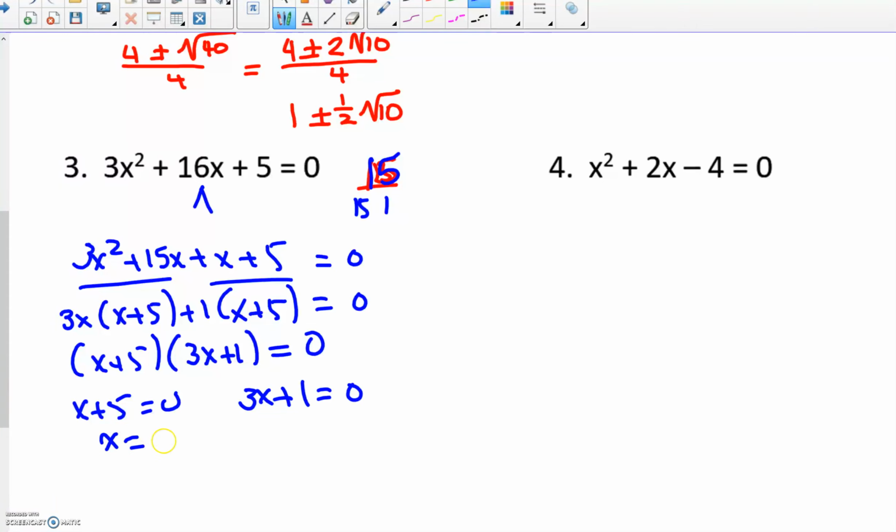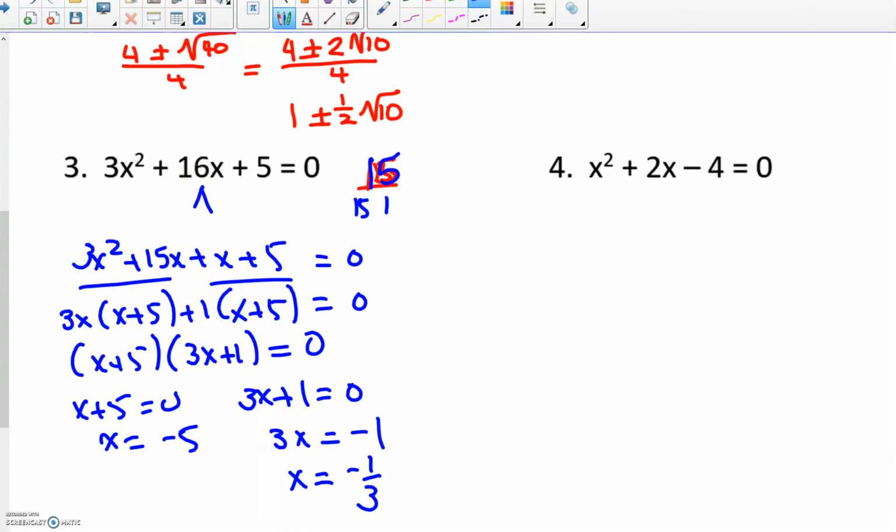So x is -5. And x is equal to -1/3. You might choose and think that you like the quadratic formula on that, but if you think about it, 16 squared gets pretty big, so you might be getting into numbers that you don't want to mess with.